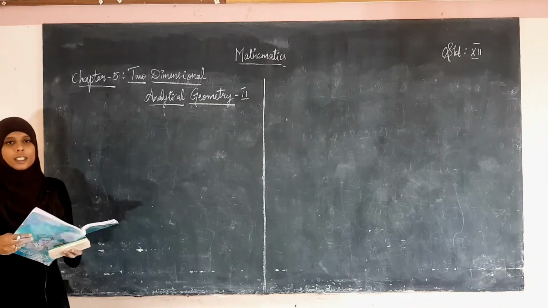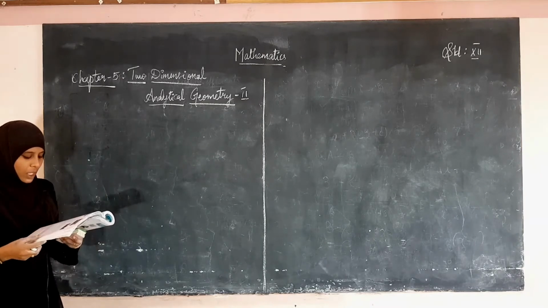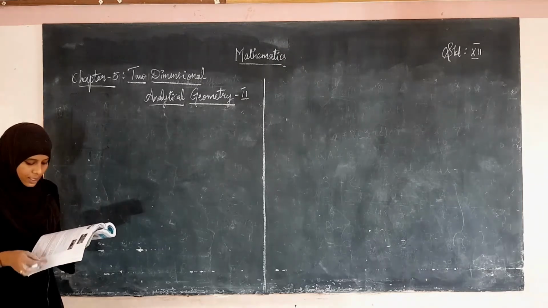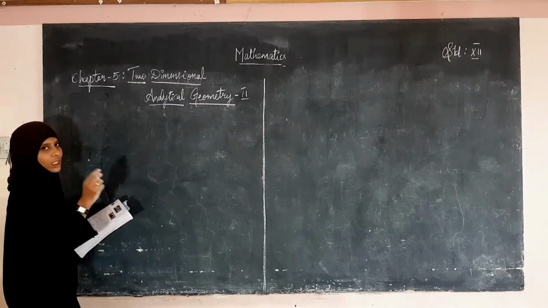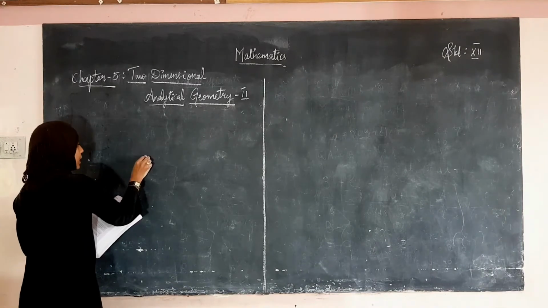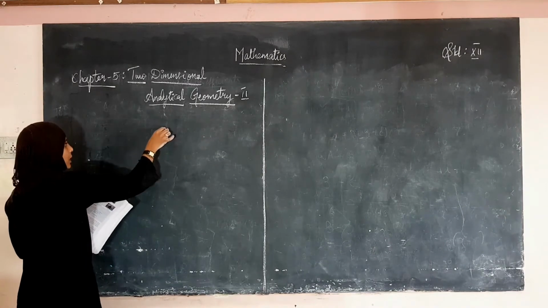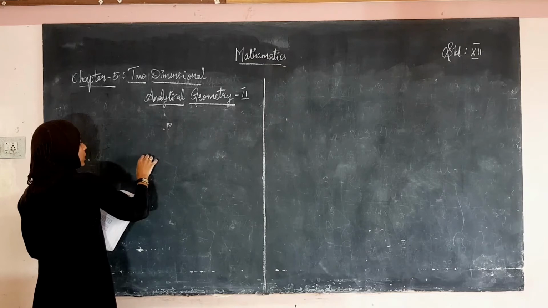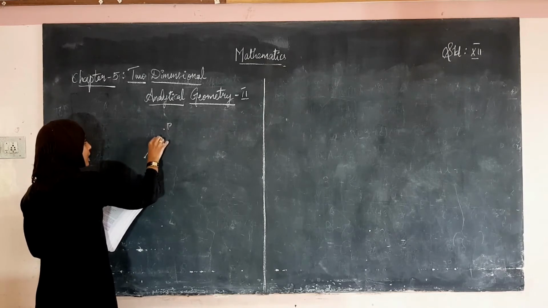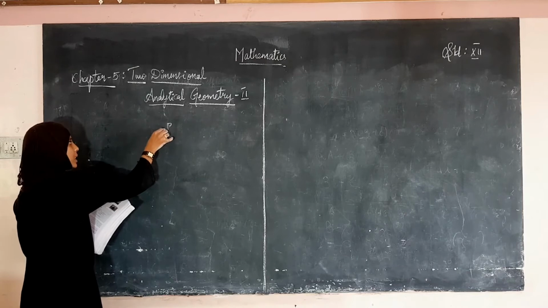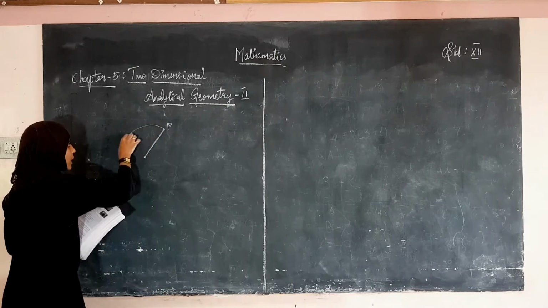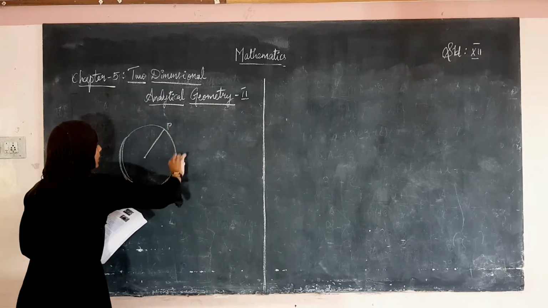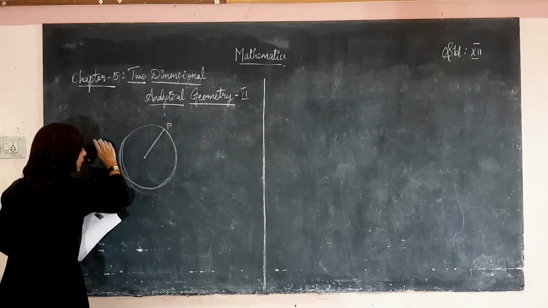So let us see the definition 5.1 in your book. They have given: a circle is the locus of a point in a plane which moves such that its distance from a fixed point in the plane is always a constant. So how is the circle formed? Let this be a point, and let this be another point. This point moves around the other point. This is the center, and the radius, that is the distance between the point and the center, will be the same. So it moves around the point at the same distance and makes a path. This path is said to be the circle.